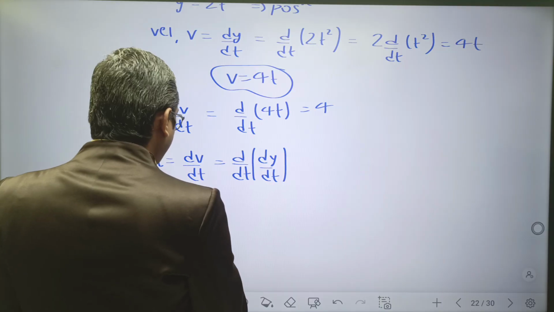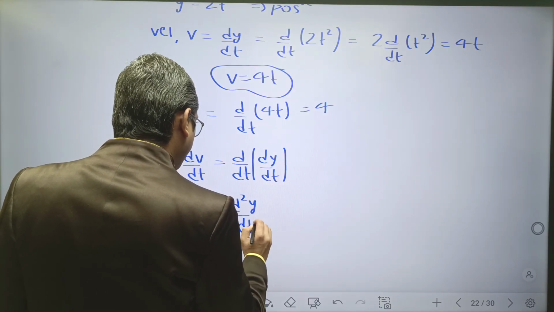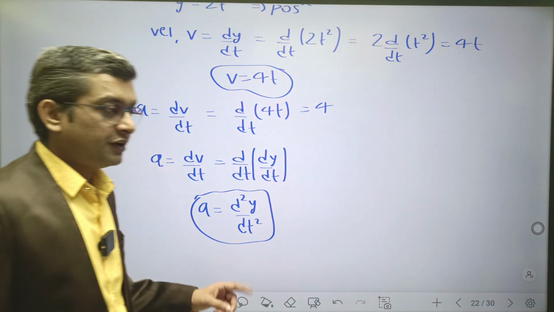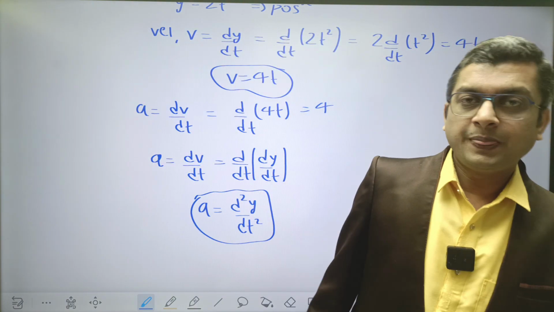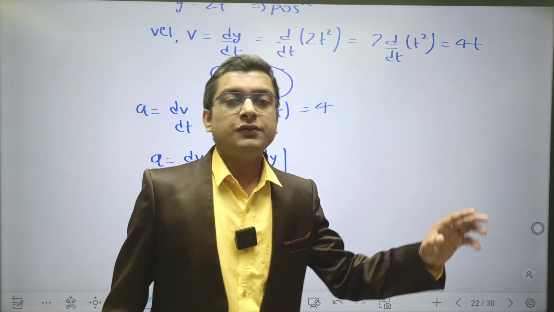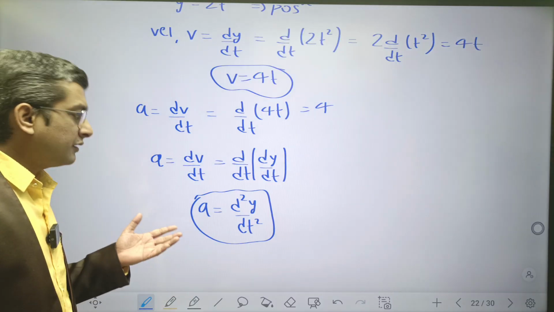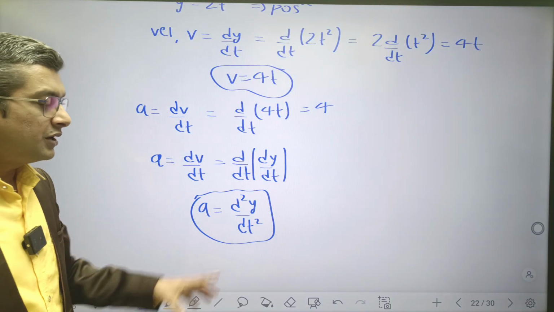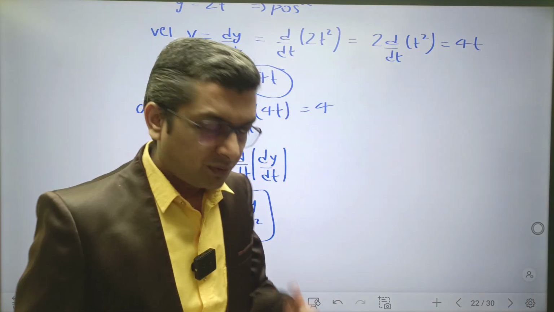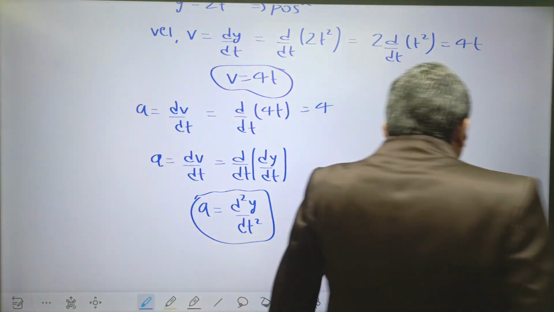So we will write acceleration is equal to d square y by dt square. It means that you are differentiating the position 2 times. In the first differentiation, you get the velocity, and then if you again differentiate it with respect to time, you get acceleration. So acceleration can be represented as d square y by dt square. That is the way of representation of double differentiation. It means that you are differentiating the position 2 times. So this is double differentiation.